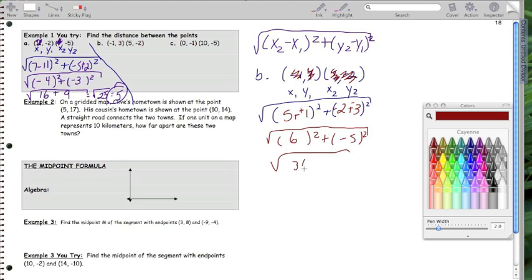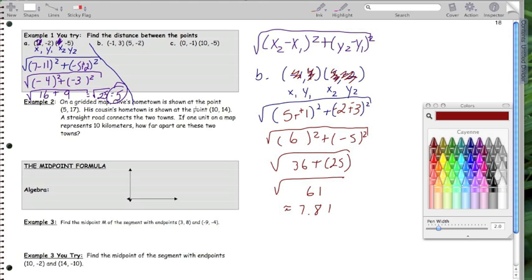6 squared is 36. Negative 5 squared is 25. I add them both together. I get 61. I can leave it. Again, the directions here just say find the distance, so you can either leave it as the square root of 61 because that is in simplest form, or you can round it by putting it in your calculator and you get 7.81 rounded to the nearest hundredth.